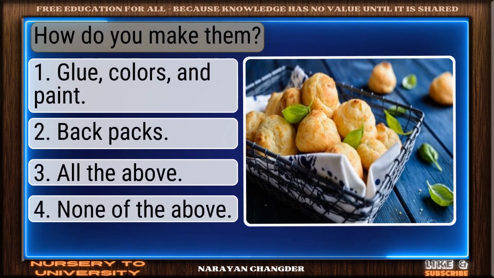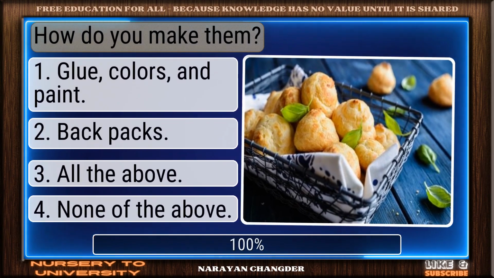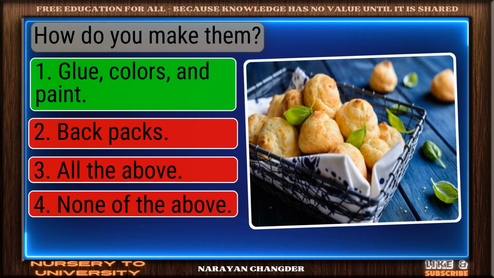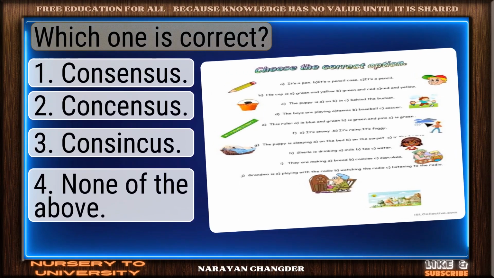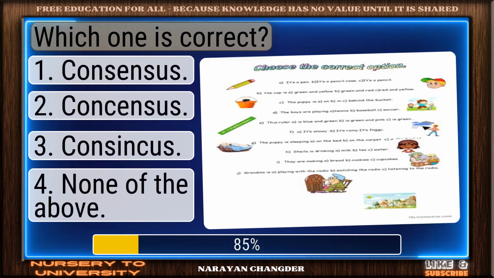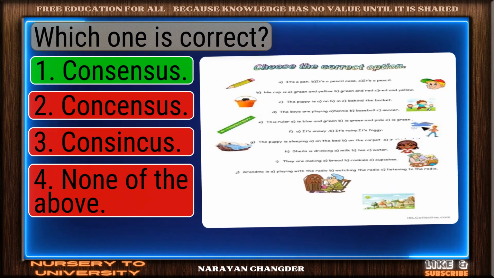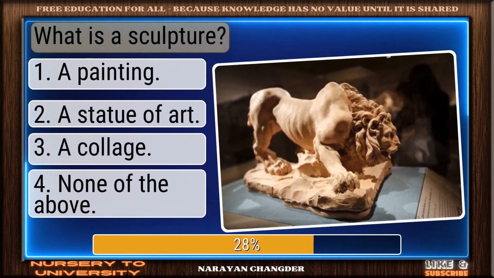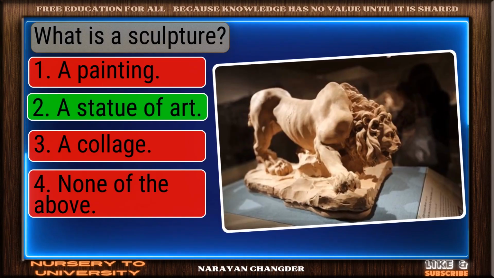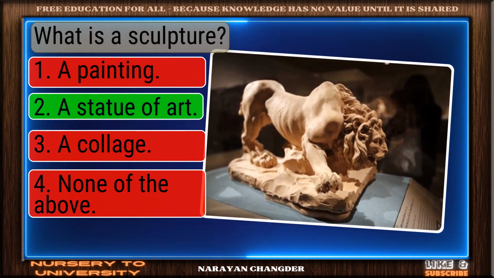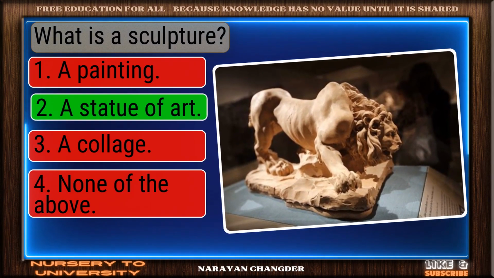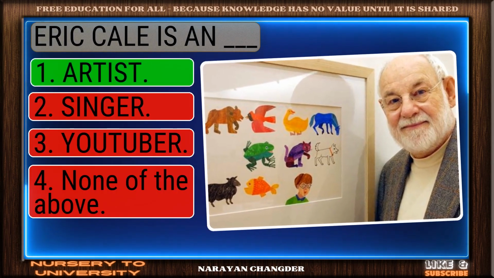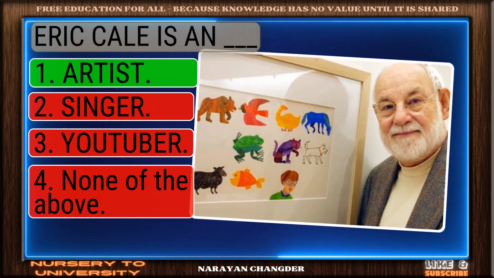How do you make them? On track. Glue, colors, and paint is the correct answer. Which one is correct? On track. Consensus is the correct answer. What is a sculpture? Exactly. A statue of art makes sense, and it is right choice. Eric Kale is in dash. Nicely done. Artist is a solid answer.